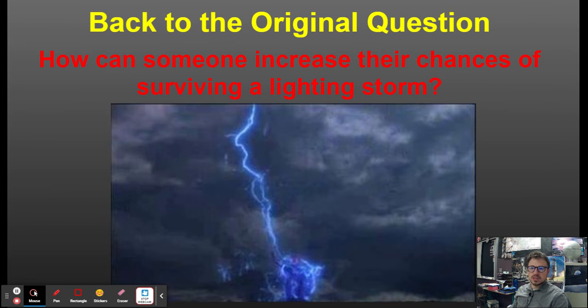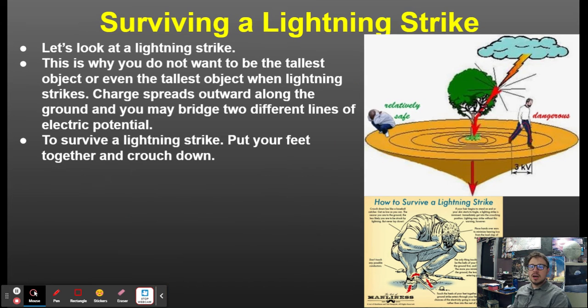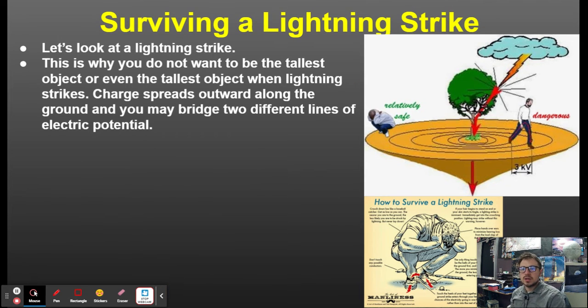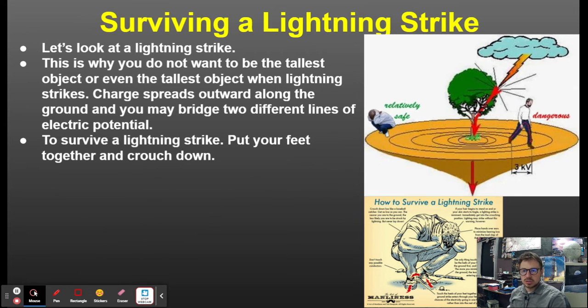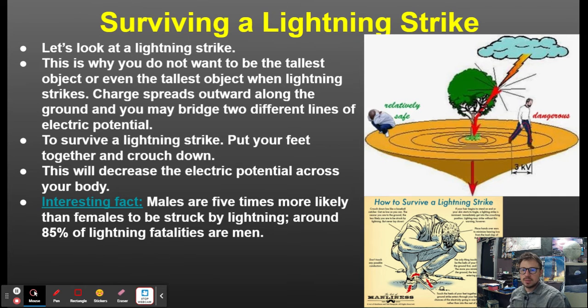Which brings us to this question: how can someone increase their chances of surviving a lightning storm? Well, it's the same thing. This is why you do not want to be the tallest object, or even close to the tallest object, when lightning strikes. Charge spreads outward along the ground, and you may bridge two different lines of electric potential. So to survive a lightning strike, put your feet together and crouch down. This will decrease the electric potential across your body.